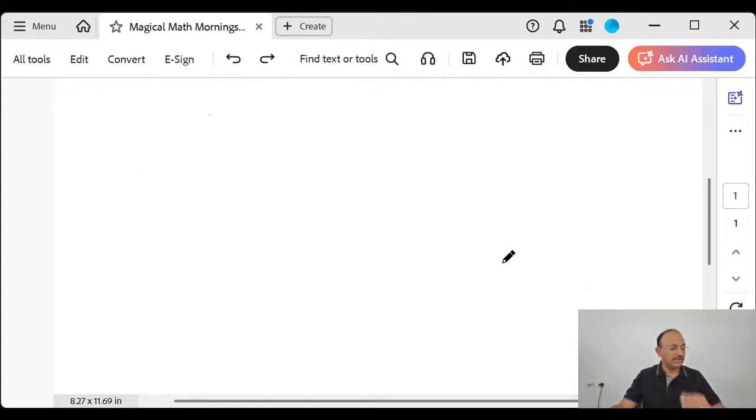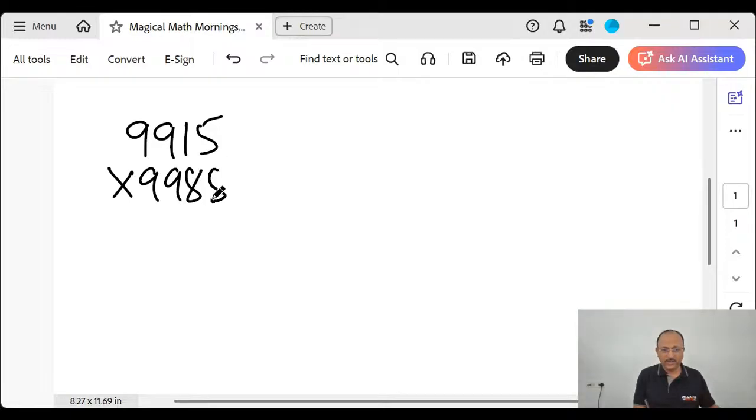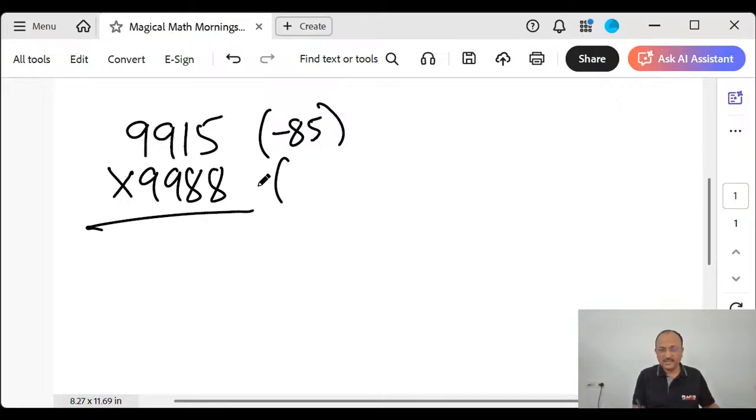Let's try with one more number. Maybe we'll try with little bigger, 9915 into 9988 we'll take. These are not very close, but close to 10,000. What is the difference here? Minus 85. Correct? This is minus 85. This is 10,000. How much is it less? 12.